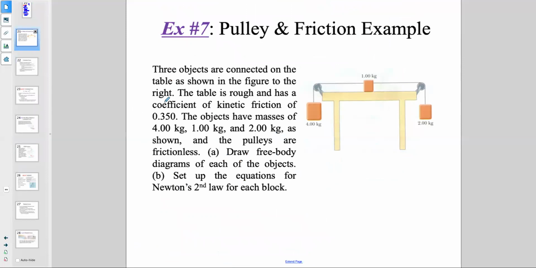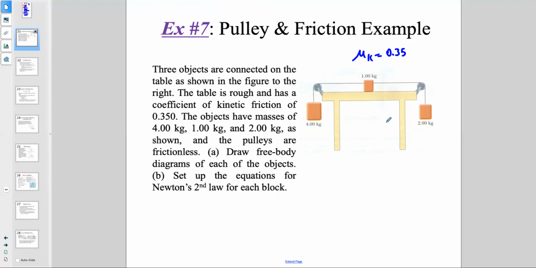All right. So example number 7, pulley and friction example. Three objects are connected on the table as shown in the figure. To the right, the table is rough and has a coefficient of kinetic friction, mu k, of 0.35, which is actually pretty high. The objects have masses of 4 kilograms, 1 kilogram, and 2 kilograms, as shown here, okay? And the pulleys are frictionless and massless, and the rope is also massless, okay?